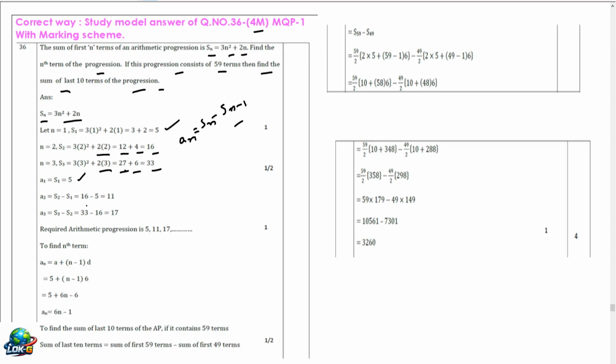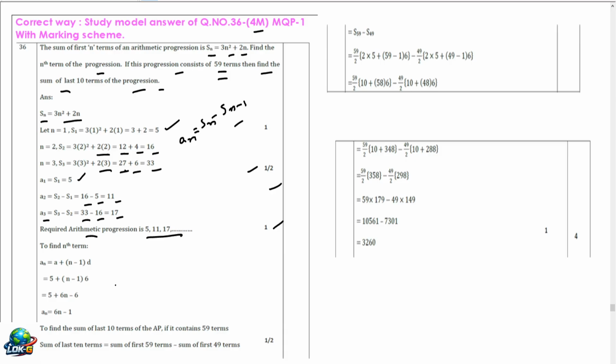a2 is equal to S2 minus S1. S2 is 16 minus 5 is 11. a3 is equal to S3 minus S2. S3 is 33 minus 16 is 17. Therefore, the required arithmetic progression is 5, 11, 17. For this, you will get 1 mark. For writing this, you have already got 2.5 marks. And the remaining half mark will be given for getting the 59th term. That is a plus n minus 1 into d. You are asked to get what?